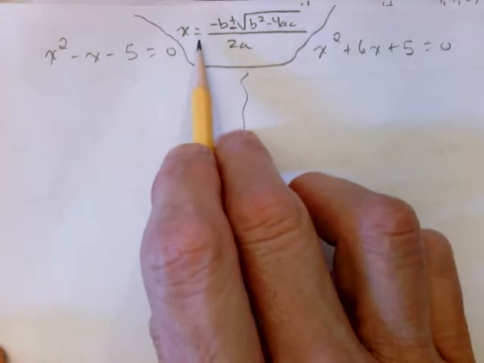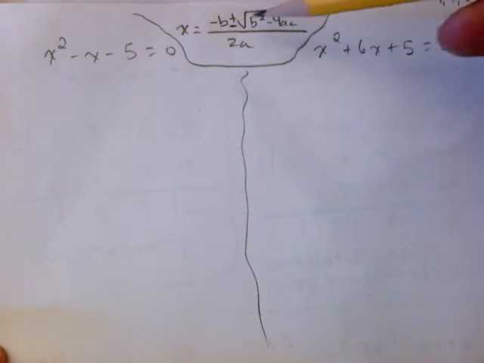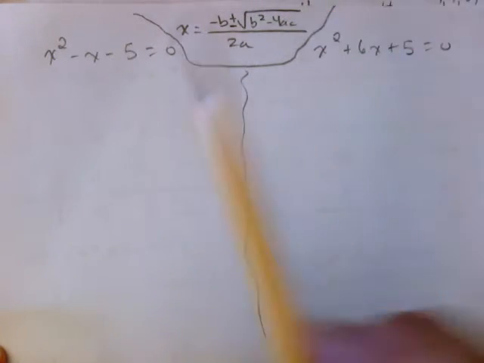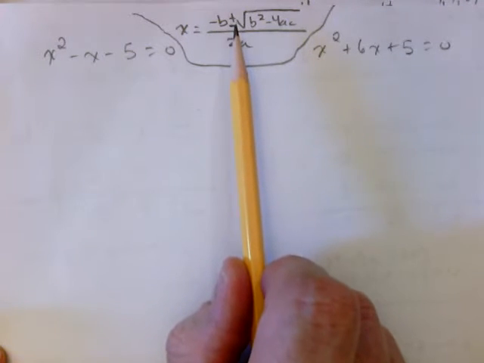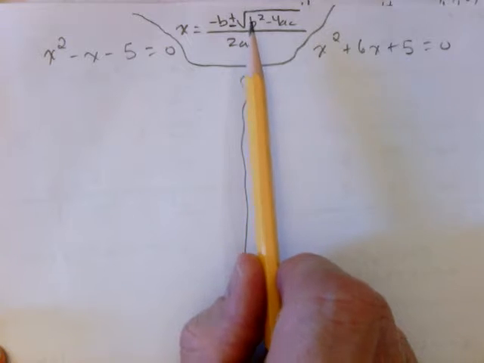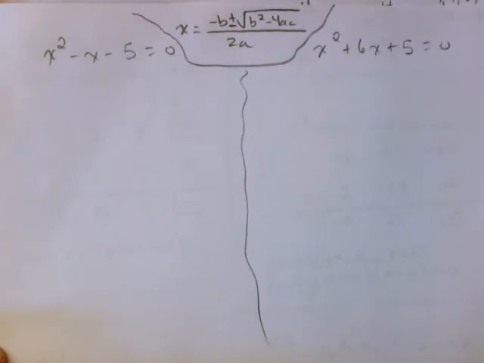And I definitely recommend that when you're doing pencil and paper work, you go ahead and write the quadratic formula right at the top of your page. So x equals the opposite of b plus or minus the square root of this entire expression, b squared minus 4ac, all over 2a.